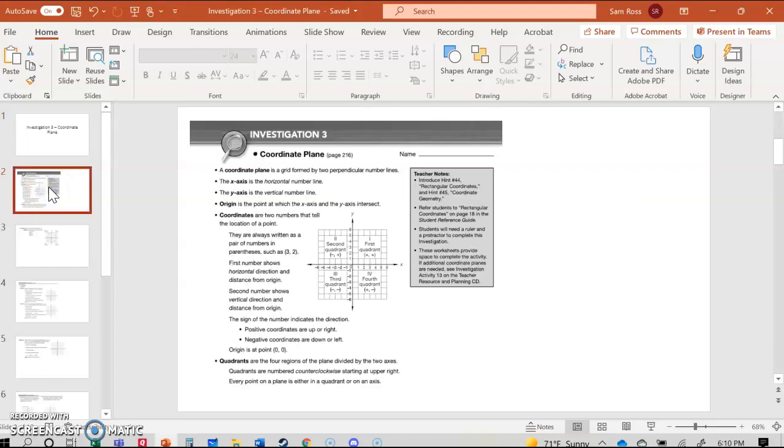Okay, so you should have a paper copy of this, and it's also in Schoology. But this first page, why is this not? Oh, sorry. Hold on a second. My little tablet's not plugged in.